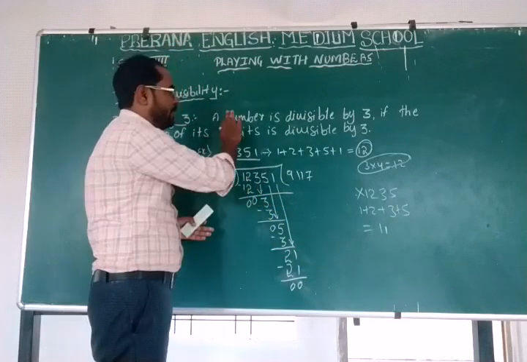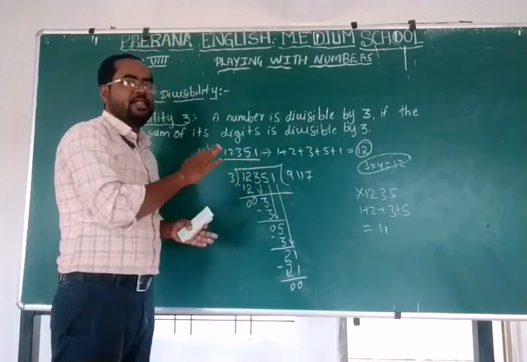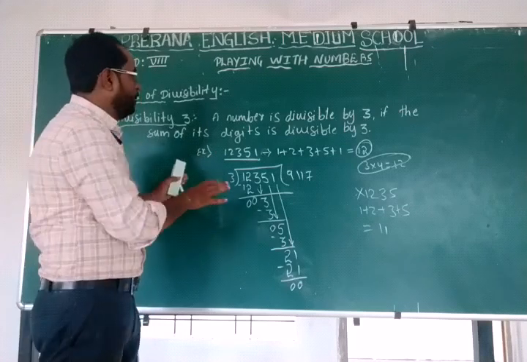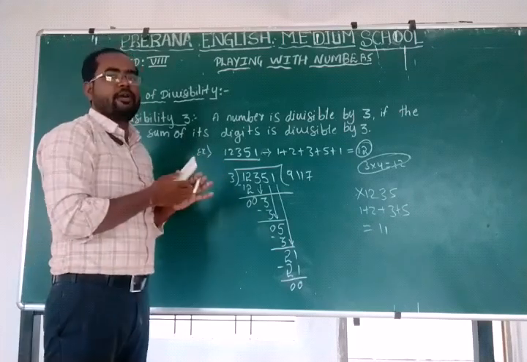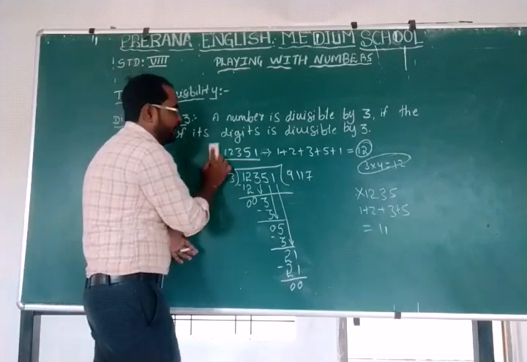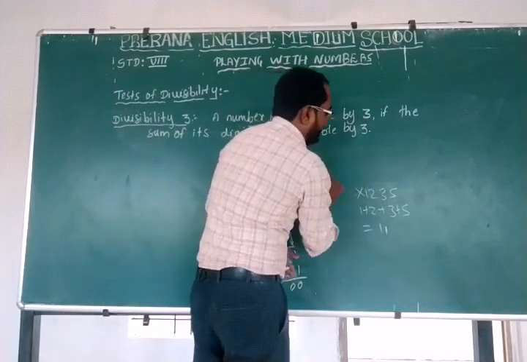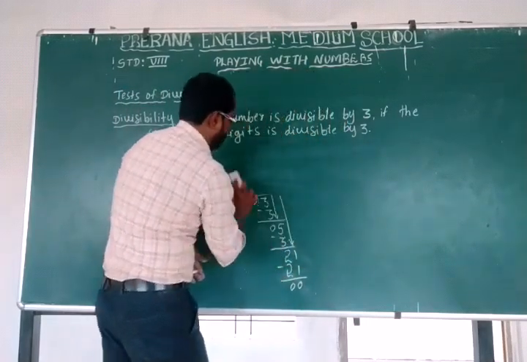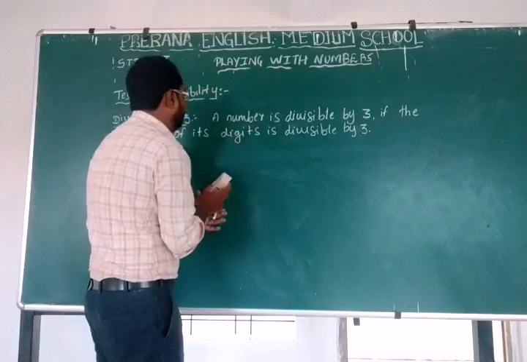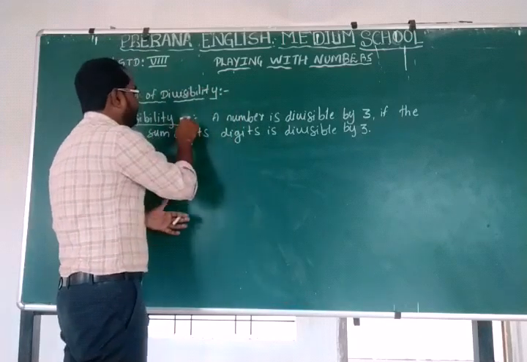So I hope you understand the divisibility rule of 3. The same rule will be applied for 9 as well. We will see the divisibility rule of 9.